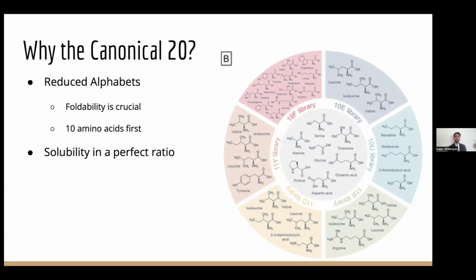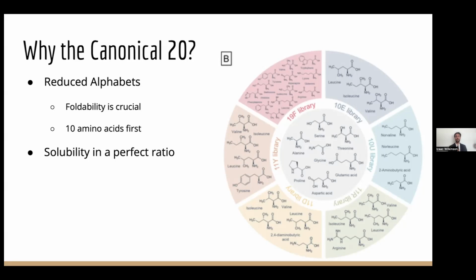11R is going to be the same as that 10E group, but it's going to add in arginine to start to show the expansion of the code. The 11D group is going to be substituting in 2,4-diaminobutyric acid, acting as an early cationic amino acid. And then finally, 11Y, we add in tyrosine to show how the later aromatics will be acting.